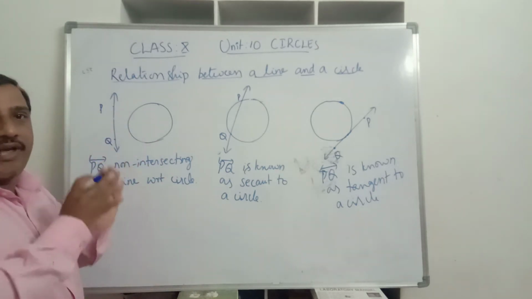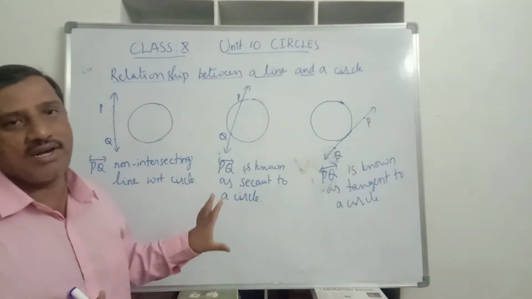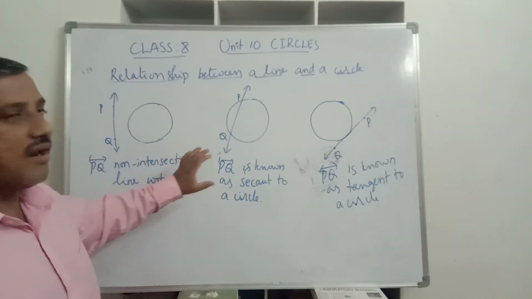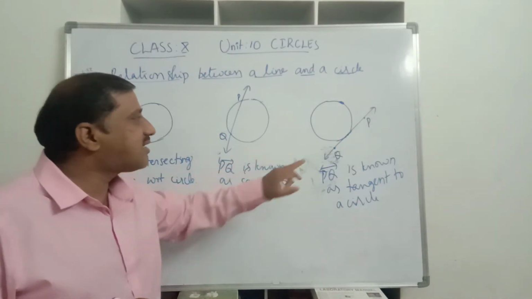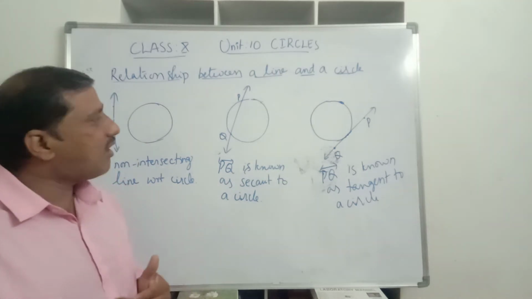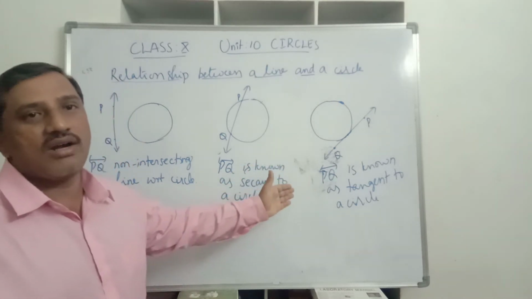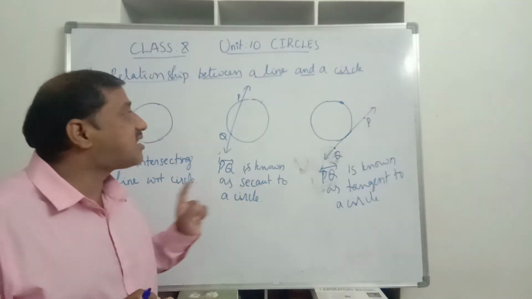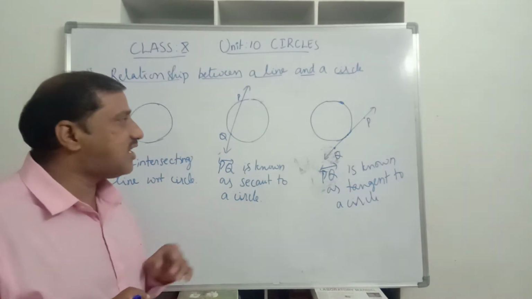It may intersect. If it intersects, it may have two common points or it may have only one common point. If they do not intersect, it is a non-intersecting line. And if it intersects at two distinct points, it is known as secant to a circle. And if it intersects at only one point, it is known as tangent to a circle. Now what we are going to discuss in this chapter is what is tangent to a circle and what are its properties. The line which touches the circle at only one point is known as tangent to a circle.